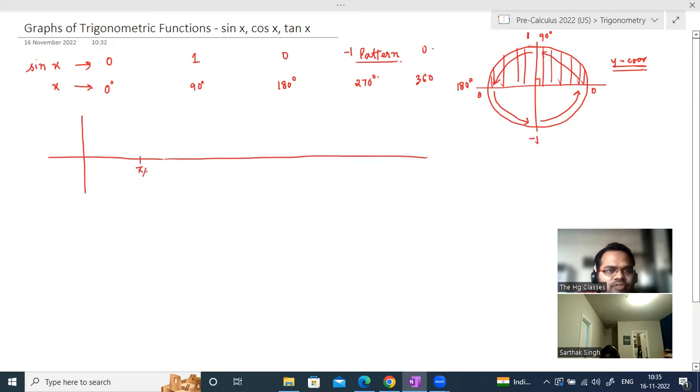This is pi by 2, which is 90. This is pi, which is 180. Isn't pi 180? Yes, pi is 180. Then 3 pi by 2. And then 2 pi.